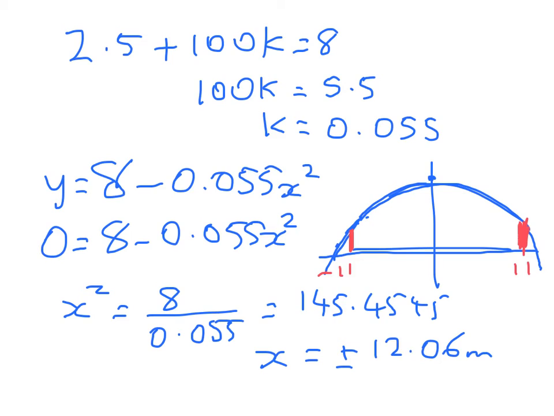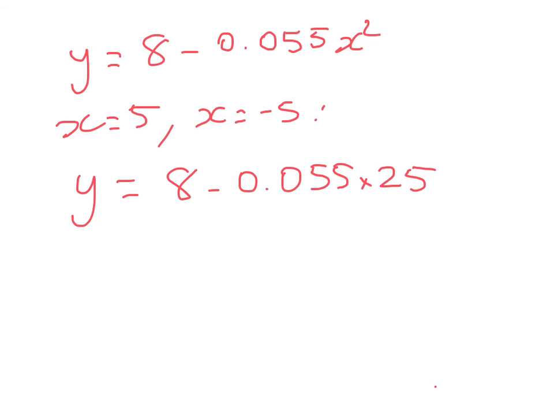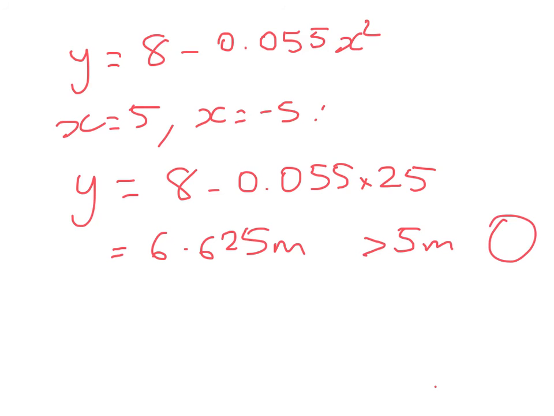We just have to check the third condition, which is that the cover has to be at least 5 metres above any point on the water in the pool. So the pool runs from negative 5 to 5. So now we're going to go up with our new equation and we're going to substitute in x equals 5. I'll do that on the next slide. Right, so we've got y is equal to 8 minus 0.055x squared. Sub in x equals 5 or x equals negative 5. We get y is equal to 8 minus 0.055 times 25. And that works out to be 6.625 metres. Now that's taller than 5 metres, so that condition's satisfied.